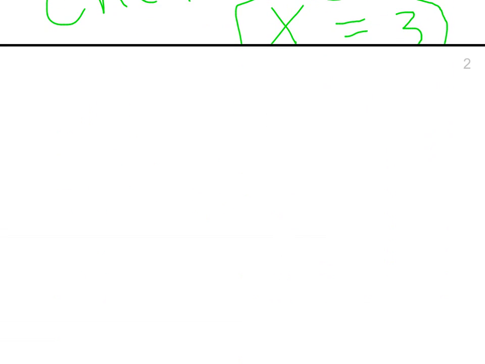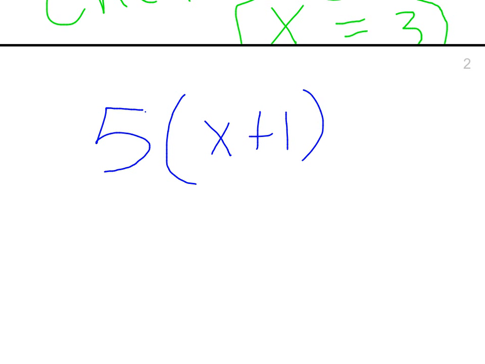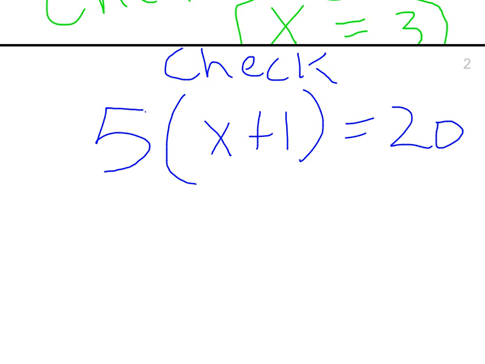So we're going to have 5. We have x plus 1. And this is going to be how we're going to check here. Alright. So instead of writing the x now, I know I'm going to put in our answer, which was a 3. And everything else stays the same.